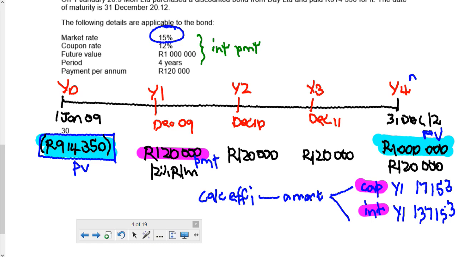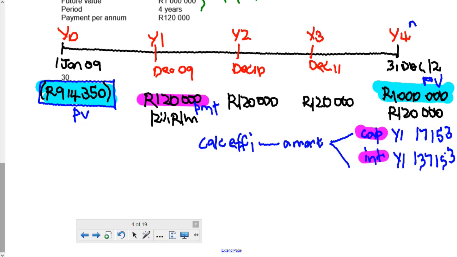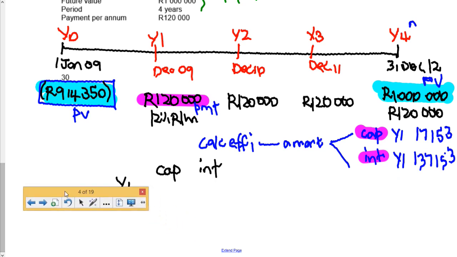All right. So those of you that can't do Amort, I want you to do basically a little Amort table for me over here, where I want you to do capital and interest for the 4 years from your calculator.